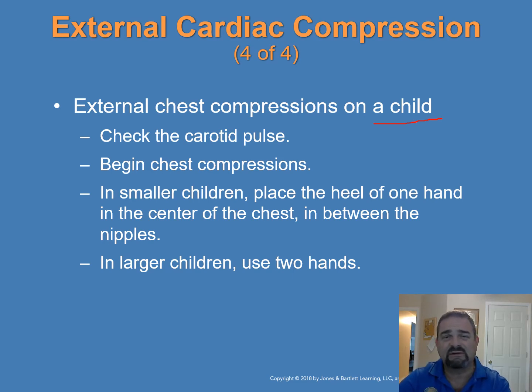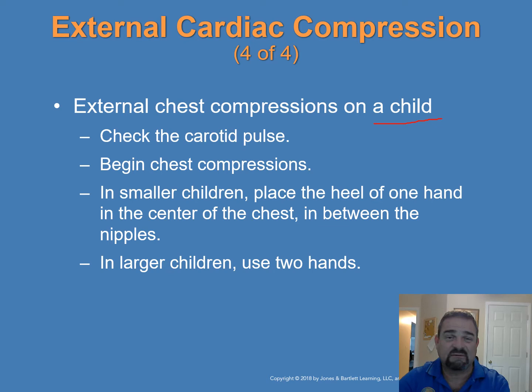In smaller children, you might have to use just the heel of one hand. You don't have to double up with both hands. If they're bigger, you can use both hands on the lower half of the sternum. In larger children, perform chest compressions with two hands, same as with an adult. Compress the sternum at least 1/3 the depth of the chest, or about 2 inches. So it's 2 inches for the adults and 2 inches for a child.